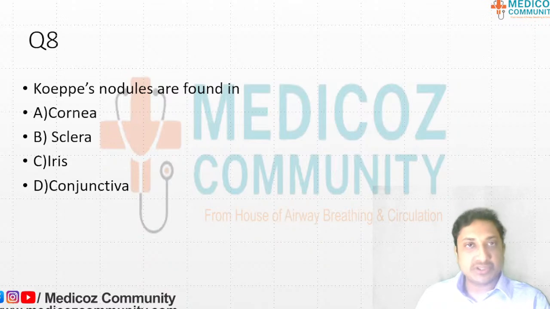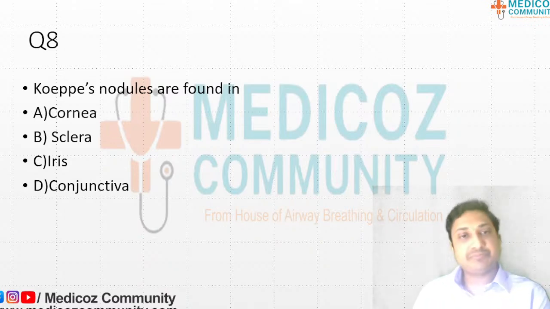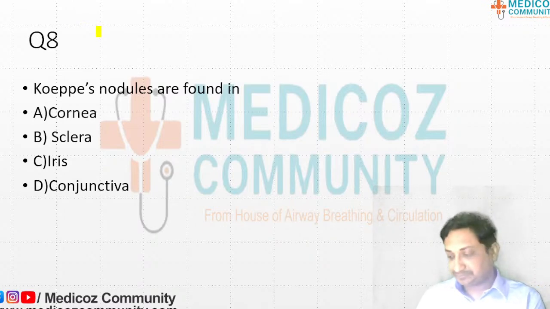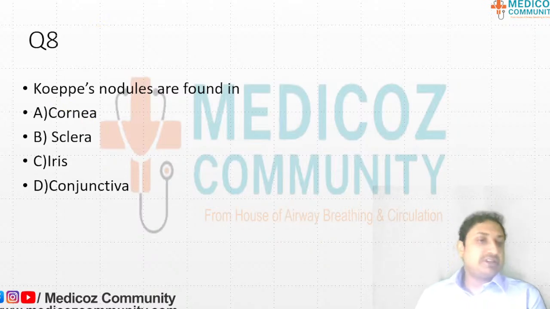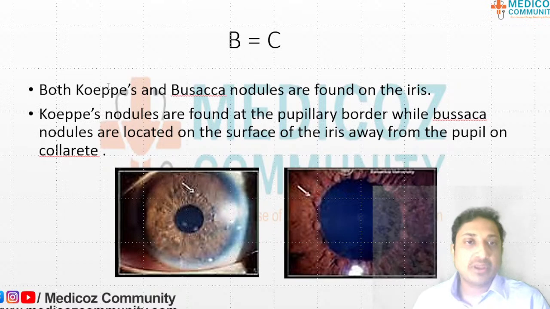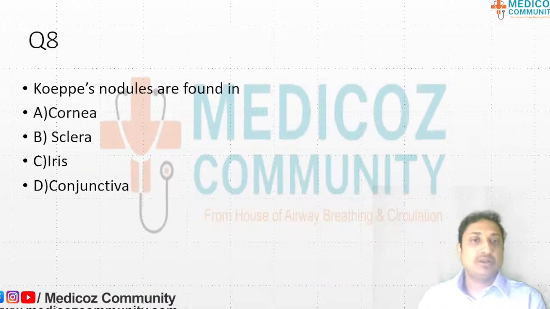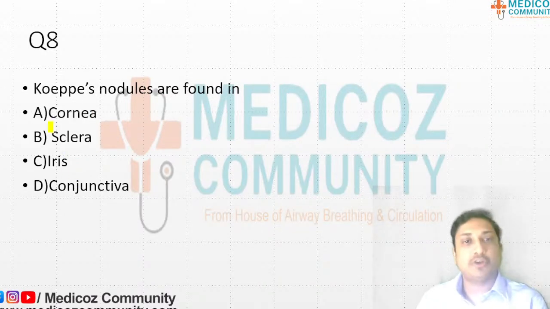Moving on to the next question. Question number 8 for today. This question is, Koeppe nodules are found in. These usually occur in uveitis, and the question is in which structure of the eyeball they are found. Both Koeppe and Busacca nodules are found in the iris, you know that, not on the sclera, not on the conjunctiva, and not on the cornea. So here the answer is iris.